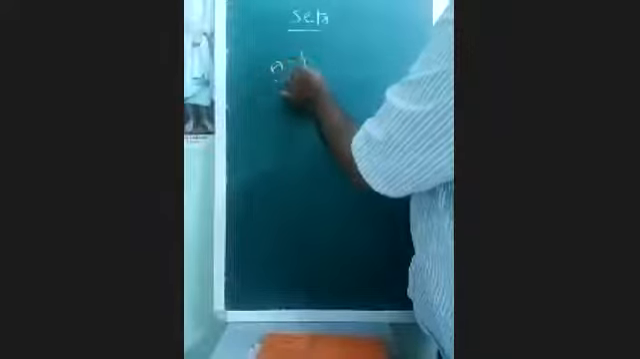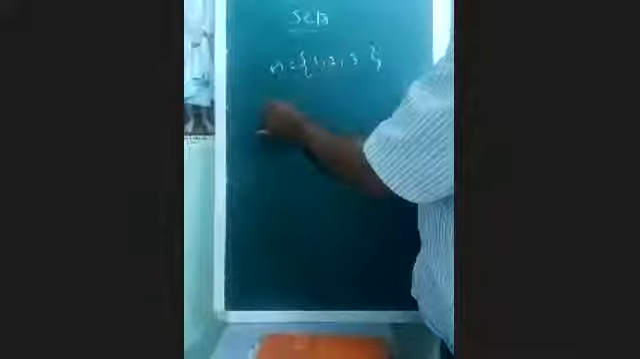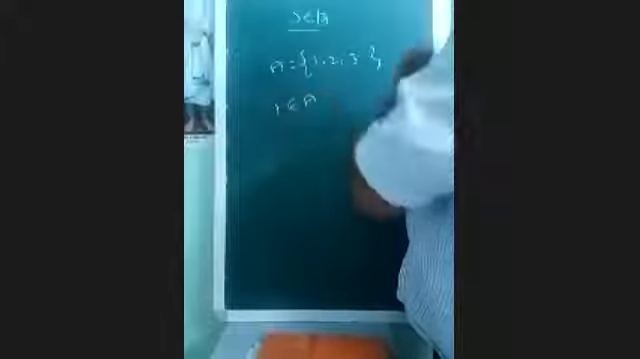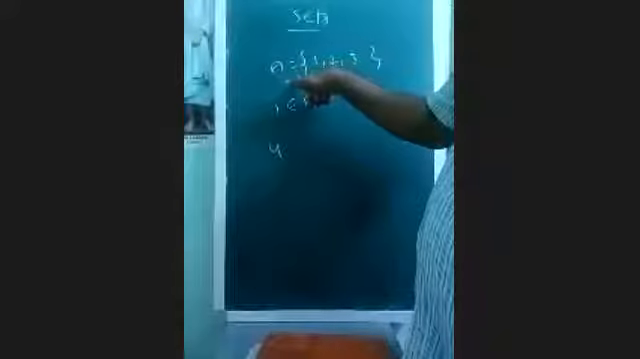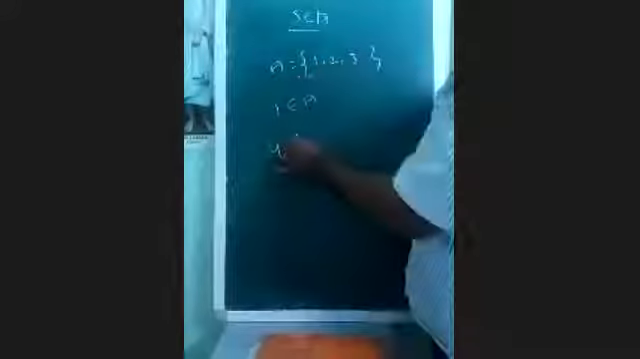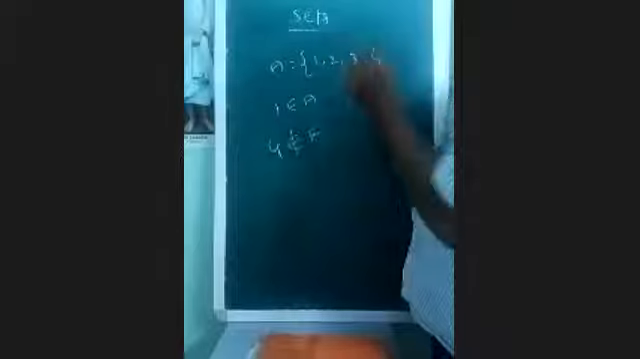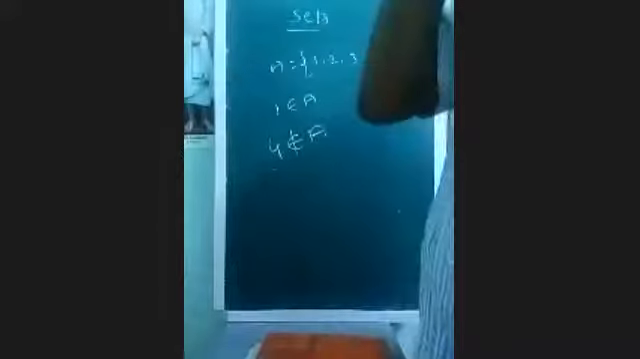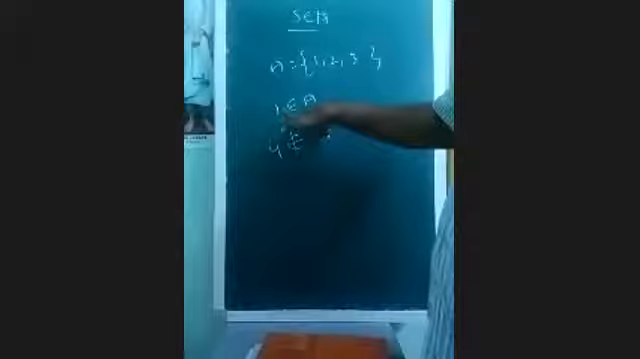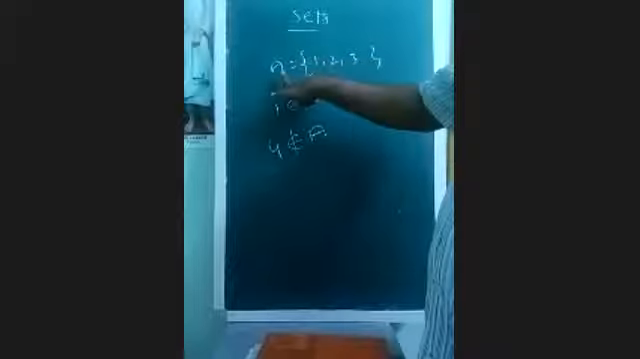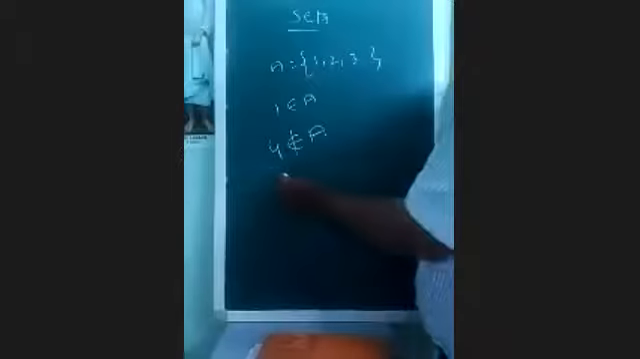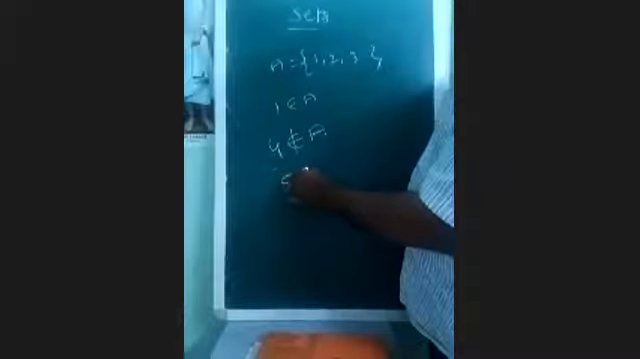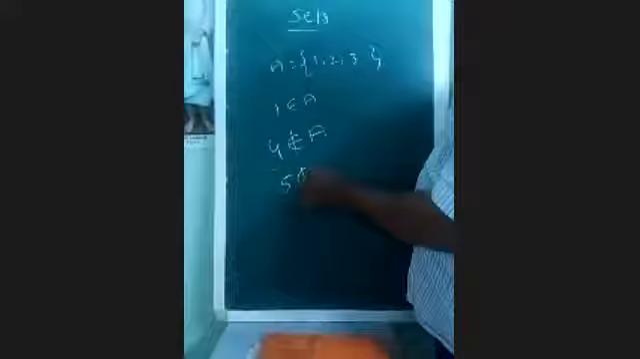Next, for example, set A is equal to {1, 2, 3}. Here 1 belongs to A. But you observe that 4 does not lie in set A, so this can be written as 4 does not belong to A. Most important point from the exam point of view: 1 lies in set A, 2 lies in set A, 3 lies in set A. But the next number 4 does not belong to set A, and 5 does not belong to set A.